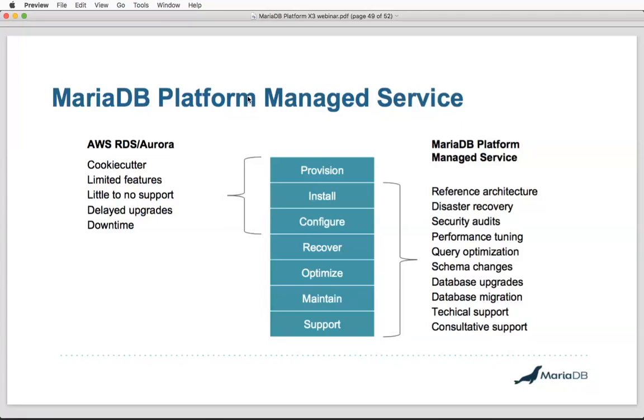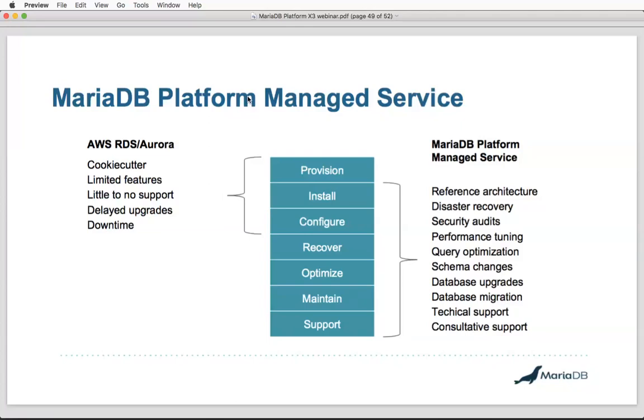Provisioning is still the responsibility of the customer, so you can choose what cloud you want to use, whether that's Amazon, Microsoft Azure, or Google. And then using our enterprise architecture team, we will develop a reference architecture. We will let you know what hardware needs to be provisioned. And from that point, we can take care of the remainder of that life cycle from installation, configuration, recovery if it's needed, ongoing and continuous optimization, regular maintenance, and of course, that full technical and consultative support.